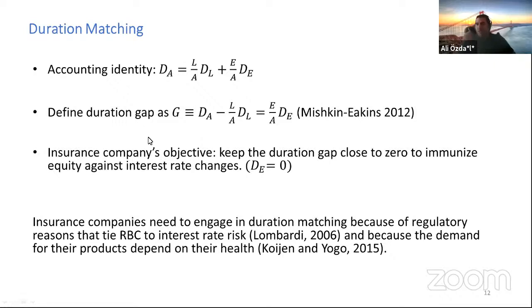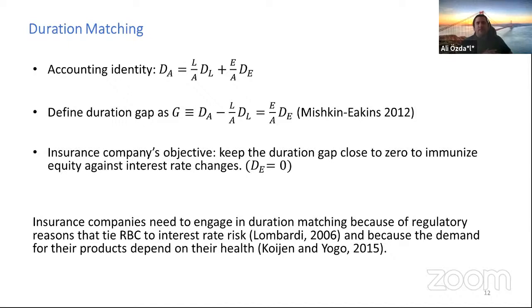The insurance company's objective is to keep this duration gap as close as possible to zero to immunize equity against interest rate changes. In other words, they want to keep the gap, or equivalently the duration of equity, as close as possible to zero. And what are their incentives to do so? First of all, there are regulatory reasons. If there is a mismatch between the duration of the assets and liabilities, then they have to hold more capital due to the risk-based capital (RBC) requirements.